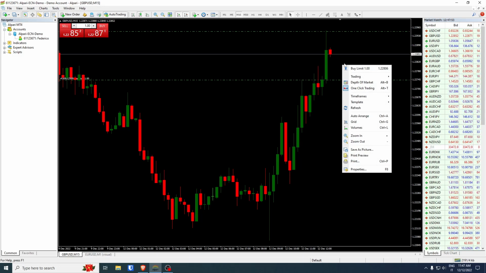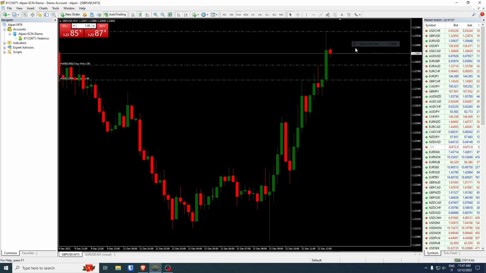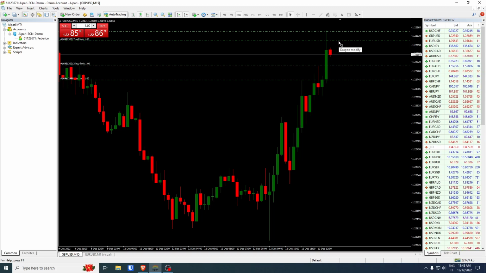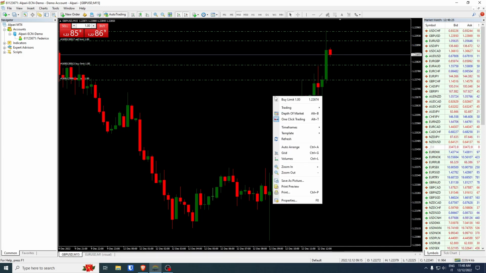And the opposite orders are the buy limit and the sell limit. A buy limit: if the price goes down and reaches this level, it will open a buy order. If the price goes up, you will make money. The opposite is a sell limit. A sell limit: if the price reaches this level, it will open a sell order. So for making money, you will need the price to go down. Really simple. You have to practice a little bit with these ones.